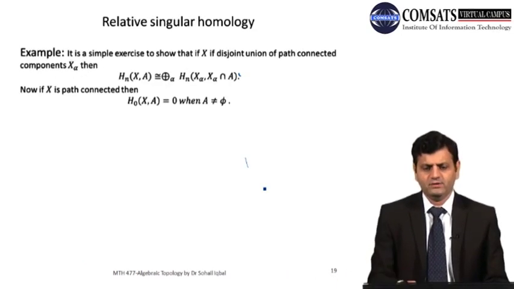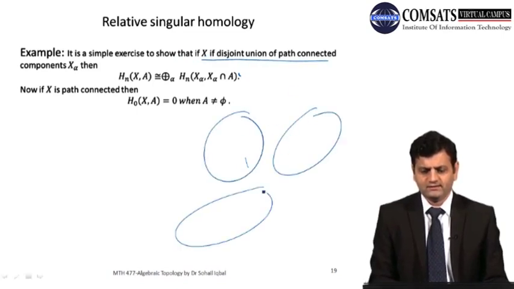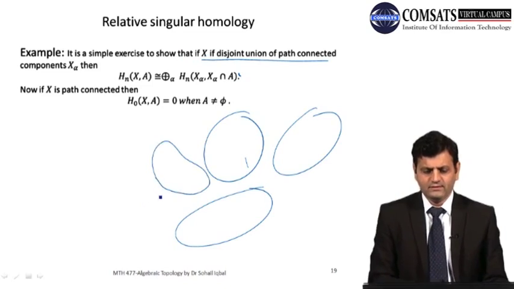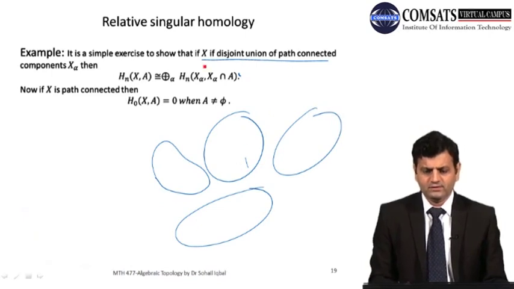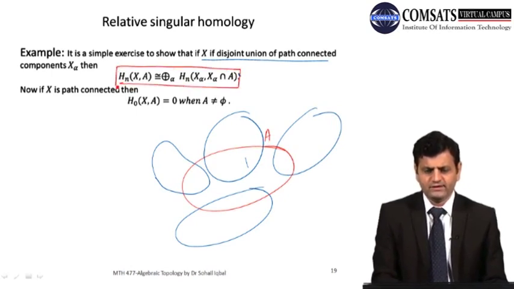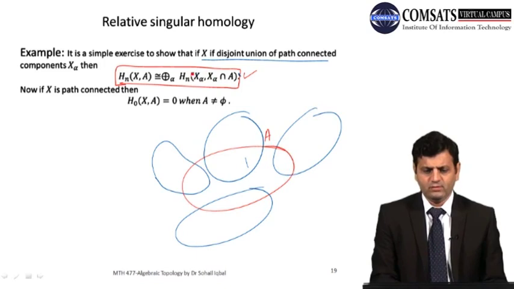Now let's consider another example. If X is a disjoint union of path connected components, let's say X is something like this, and A is some subspace of X, let's say A is something like this, then we have the following result. The proof is not included, but it's very simple and it runs very parallel to the case that we did for absolute homology. We also did the proof for simplicial homology as well, so just follow the same steps and you will get the proof.